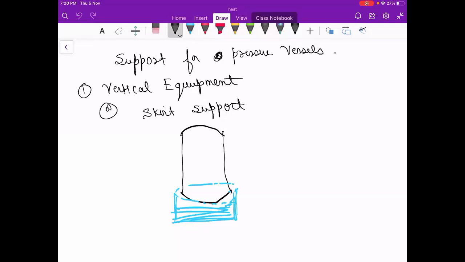You can see the images actually in Google, so that will clear you more. Okay, I will give you the names. First one is the skirt support. These are most suitable for taller vessels. So draw this diagram.